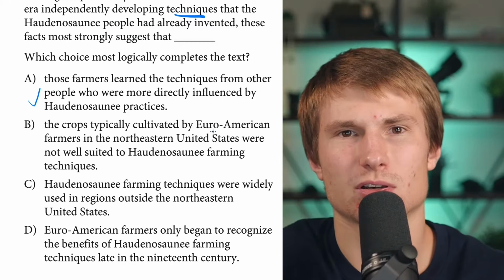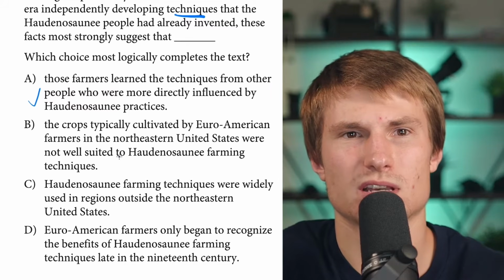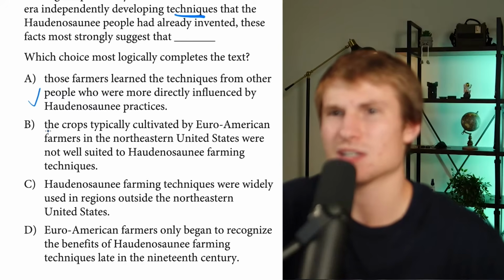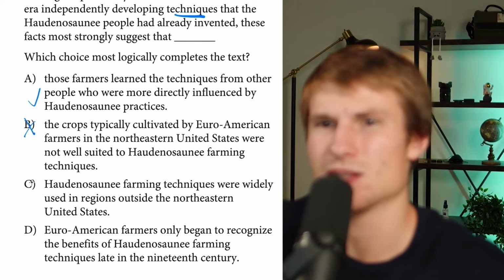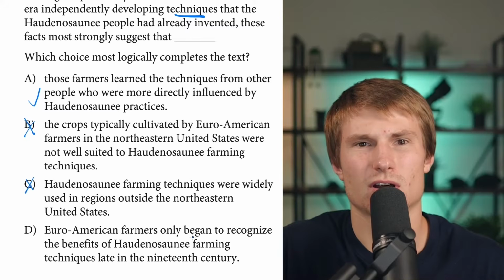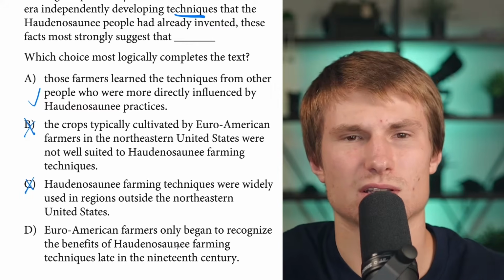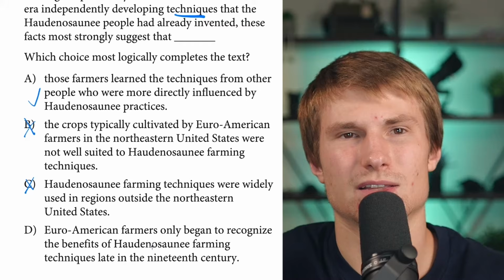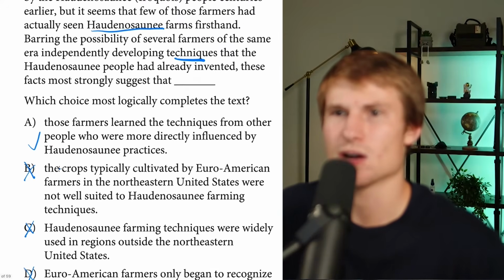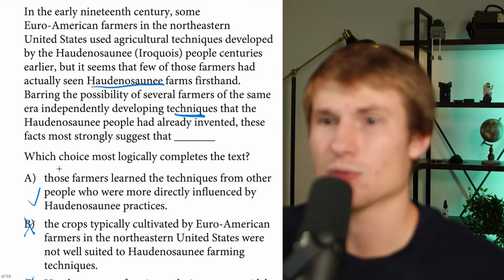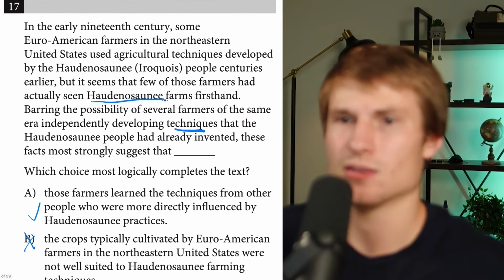The crops typically cultivated by Euro-American farmers in the northeastern United States were not well suited to Haudenosaunee farming techniques. No. C. Haudenosaunee farming techniques were widely used in regions outside of the northeastern United States. No. D. Euro-American farmers only began to recognize the benefits of Haudenosaunee farming techniques late in the 19th century. That wouldn't make sense. Okay, it would have to suggest that those farmers learned the techniques from other people who are more directly influenced by their practices, okay?